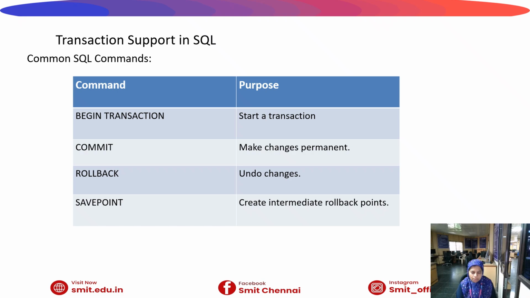Then rollback undoes changes. If any changes happen, they will be rolled back to what it was before, so the changes are undone. Savepoint creates intermediate rollback points. So these are the SQL transaction commands, each with its own purpose.